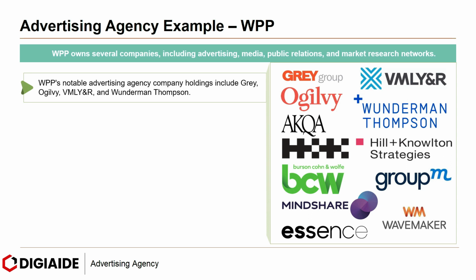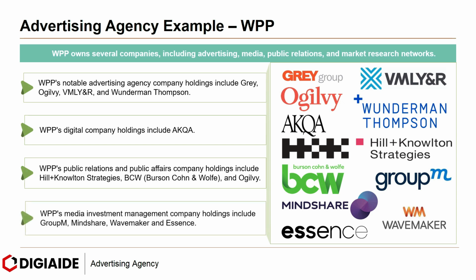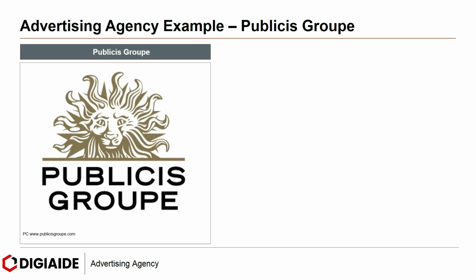WPP's notable advertising agency companies include Gray, Ogilvy, VMLY&R and Wunderman Thompson. WPP's digital company holdings include AKQA. WPP's public relations and public affairs company holdings include Hill+Knowlton Strategies, VCW and Ogilvy. Moving further, its media investment management company holdings include GroupM, Mindshare, Wavemaker and Essence, etc. Moving on to the next company which is part of the Big Four, Publicis Group.